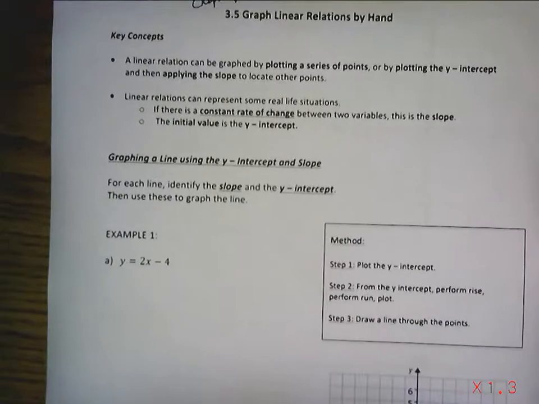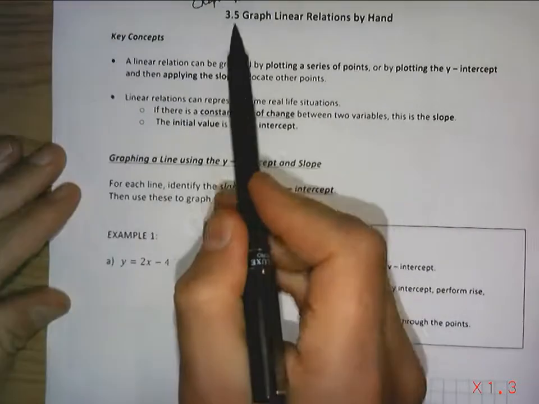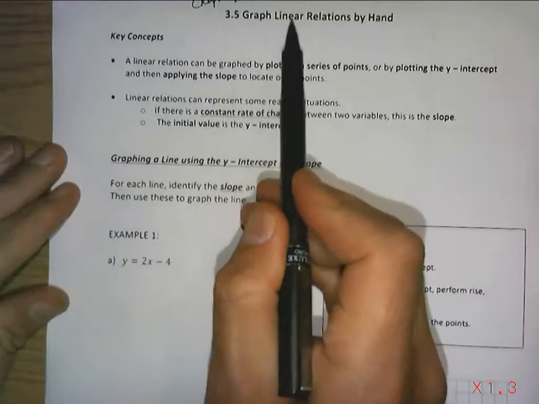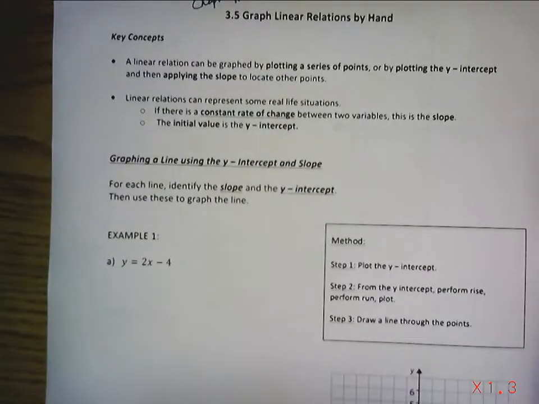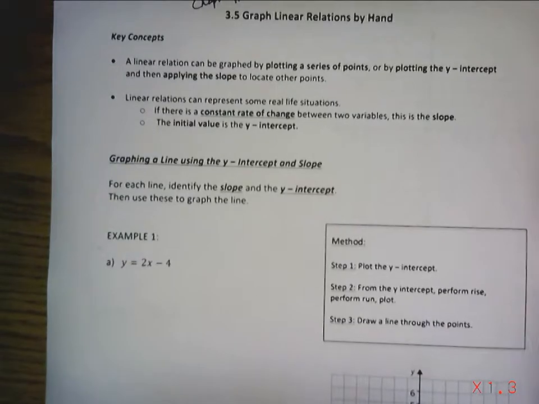Okay, so key concept. Well, first of all, what are we doing? 3.5, graph linear relations by hand. So we're going to be graphing a linear relation. Well, what is a linear relation should be a question, and what is a graph should be a question.